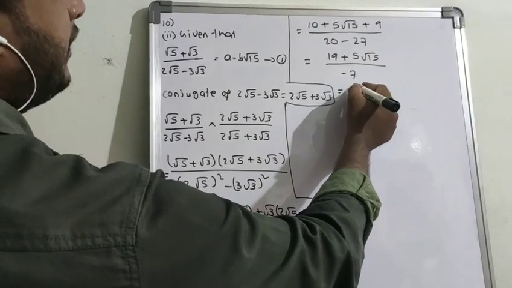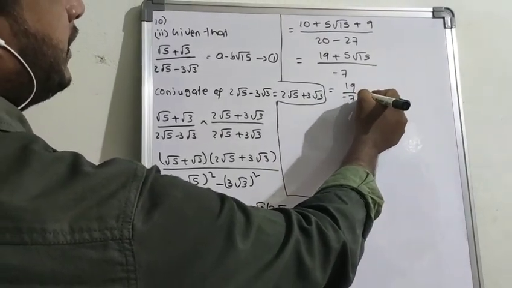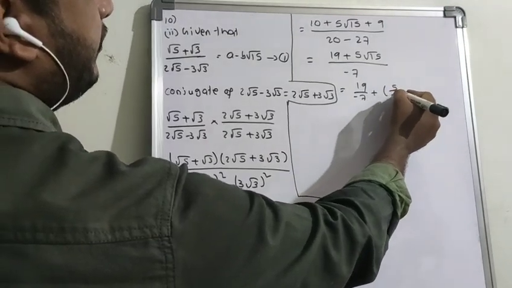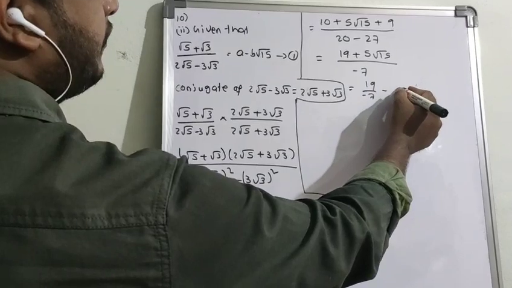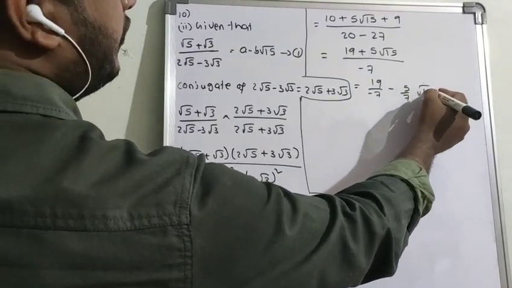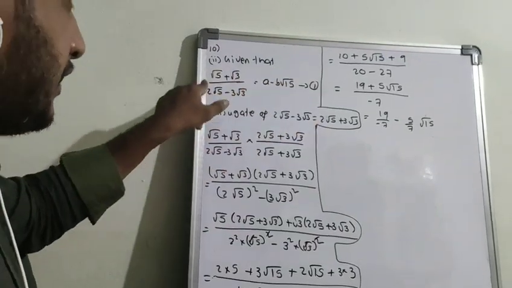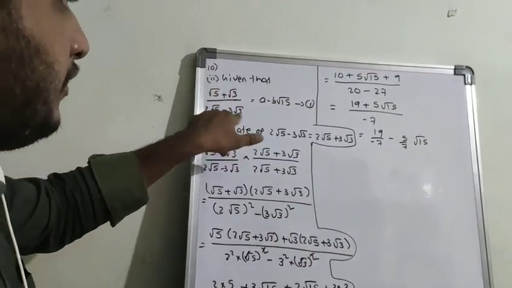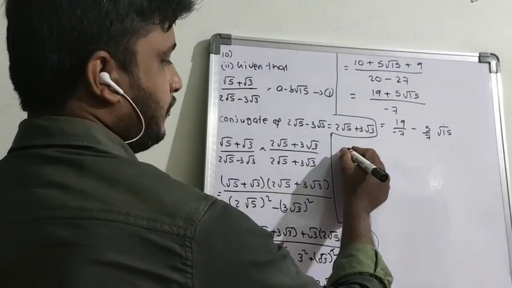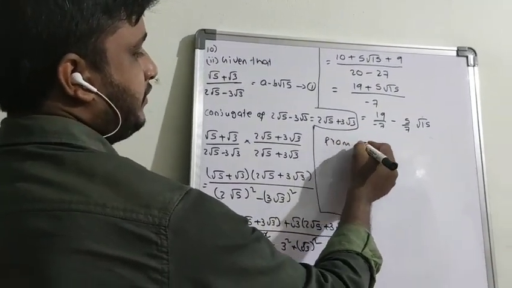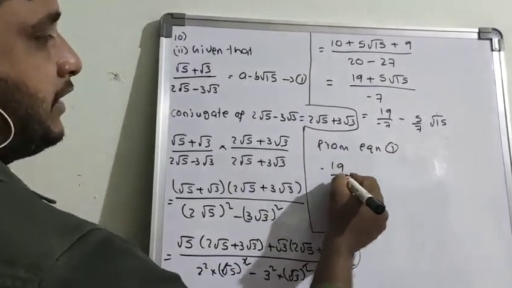So I am writing 19 by minus 7 plus 5 by minus 7. Otherwise you can write minus 5 by 7 root 15. Yes. So coming to the first equation, in the place of root 5 plus root 3, this value we have to substitute here. So from equation 1 you can write minus 19 by 7.